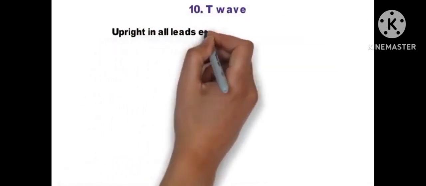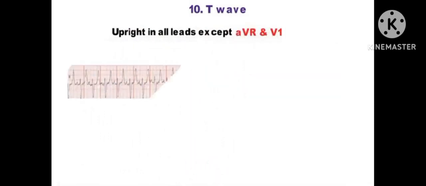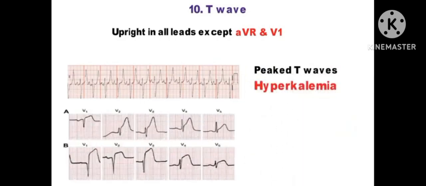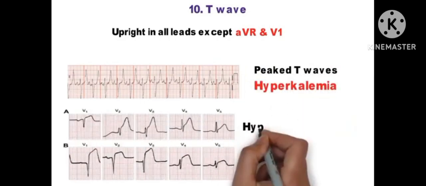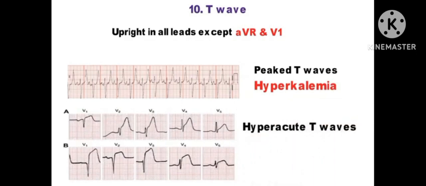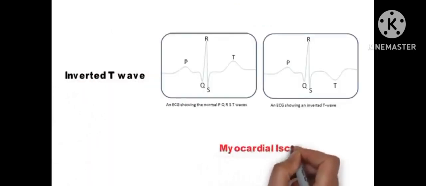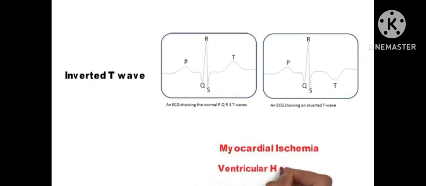Coming on to the last step, that is T wave. It is upright in all leads except AVR and V1. Tall, narrow, symmetrically peaked T waves are commonly seen in hyperkalemia. Broad, asymmetric, peaked or hyperacute T waves are seen in early stages of STEMI or ST elevation MI. Inverted T waves are seen in myocardial ischemia or infarction, or can be in ventricular hypertrophy.